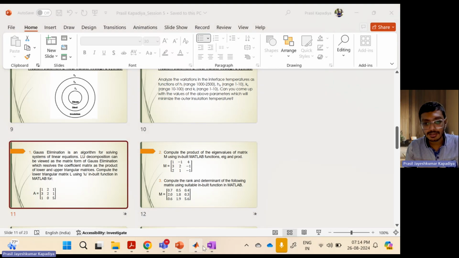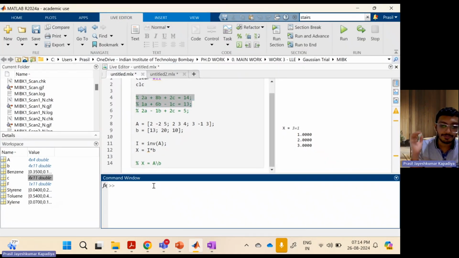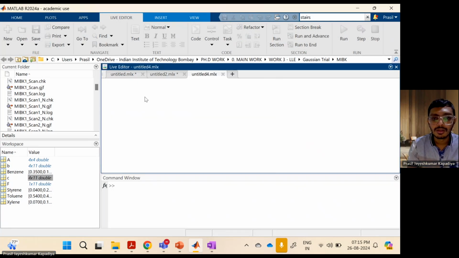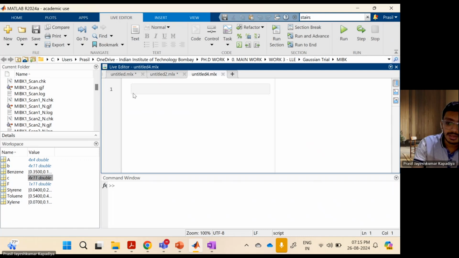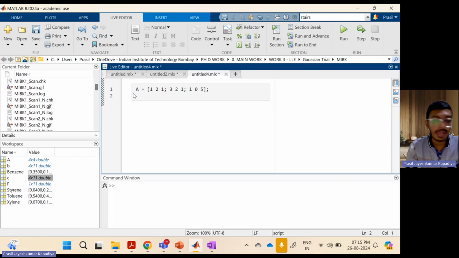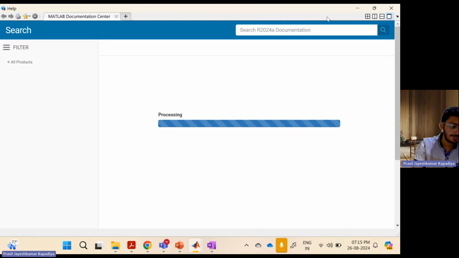So my matrix is, I will do it here, or I can do it here. A is equal to 1 2 1, 3 2 1, 1 0 5. This is my matrix A. And I am supposed to use LU inbuilt function. So let me search LU function. So what is the syntax of LU function?